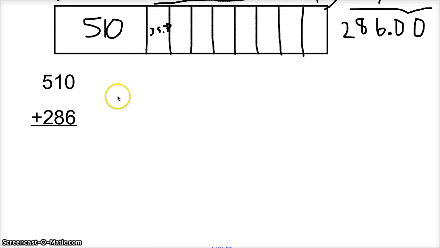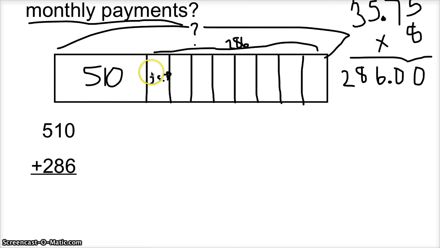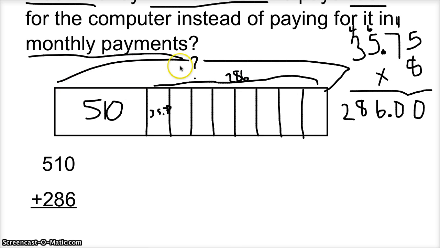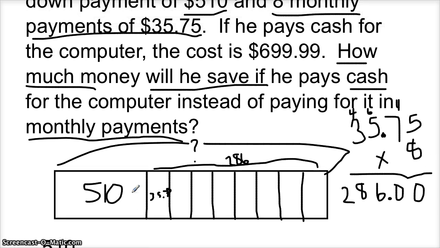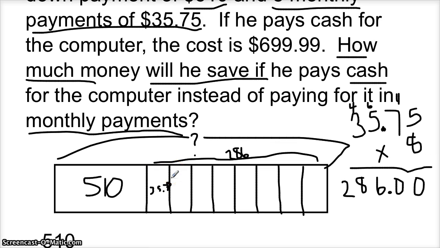All right, so I need to add them because they're part of this tape diagram. They're making up parts of a whole. So I've taken 510, my down payment, plus $286, which is my monthly payments, and I'm going to figure out how much he paid if he does it with monthly payments instead of all at once. And I get $796.